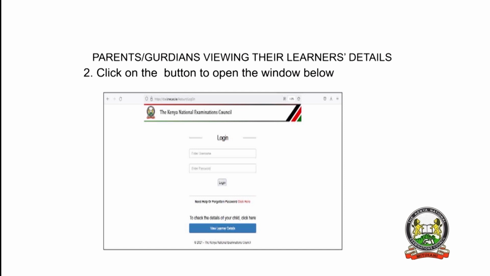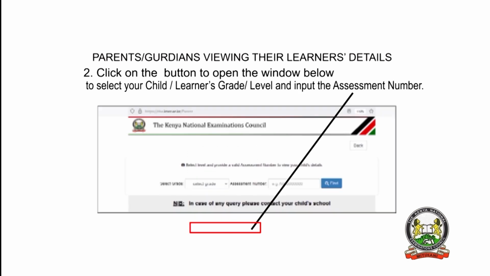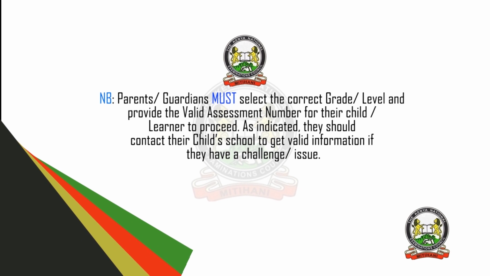Number 2, click on the View Learner Details button to open the window below to select your child or learner's grade or level and input the assessment number. Take note that parents or guardians must select the correct grade or level and provide the valid assessment number for their child or learner in order to proceed. As indicated, they should contact their child's school to get the valid information if they have a challenge or issue.